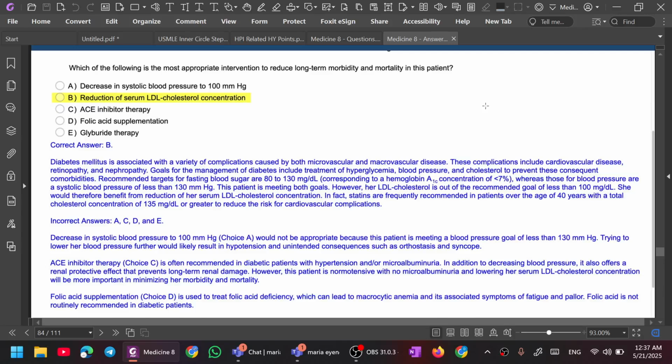Oh, I thought it was less than 190. Okay. She will therefore benefit from reduction of her serum LDL concentration. In fact, statins are recommended in patients over 40 with diabetes and a total cholesterol. Wait, patient, what do you mean? Like the primary criteria, primary prevention, age more than 40 with diabetes.